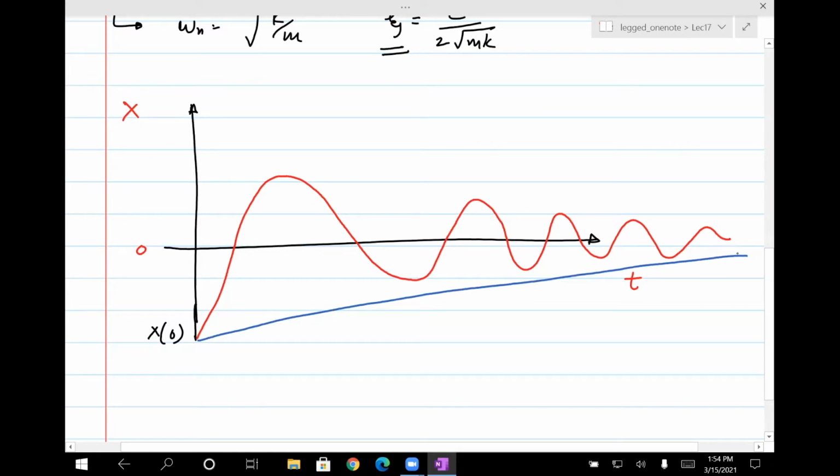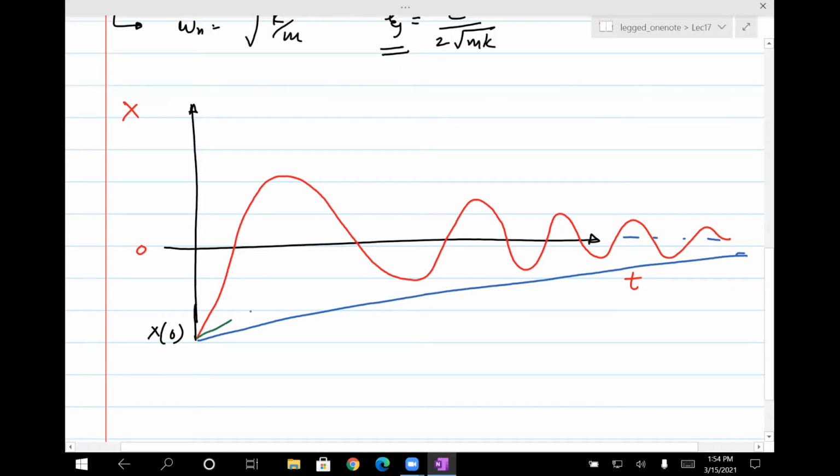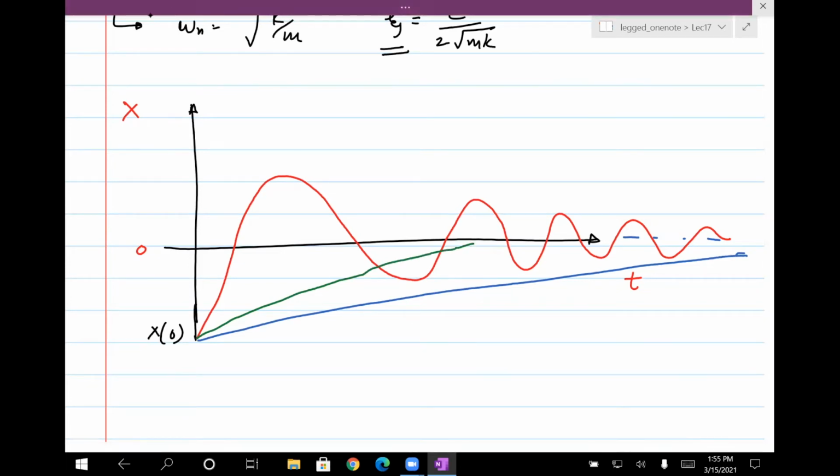Okay. It's ultimately going to 0, but it's going to take a while to go to 0. And then there's another response, which is it's going to 0 in a shorter time. Okay. Now these three responses have got a name.